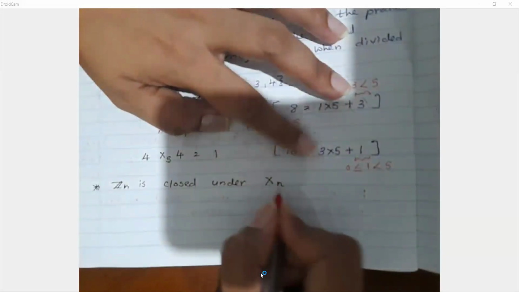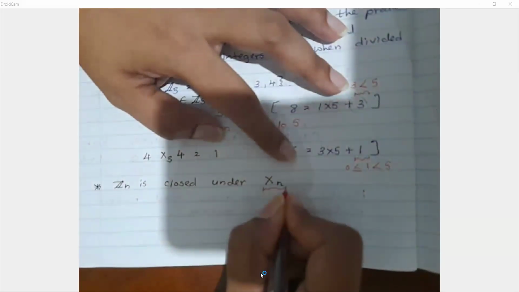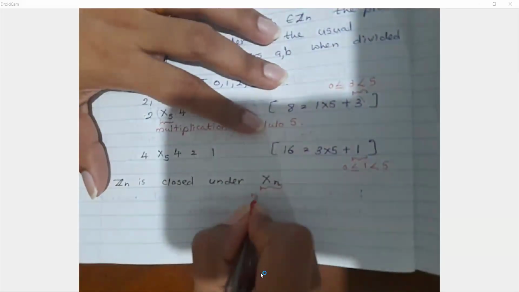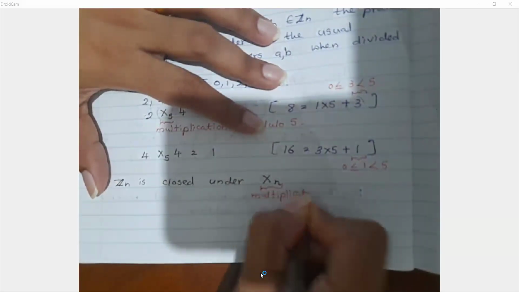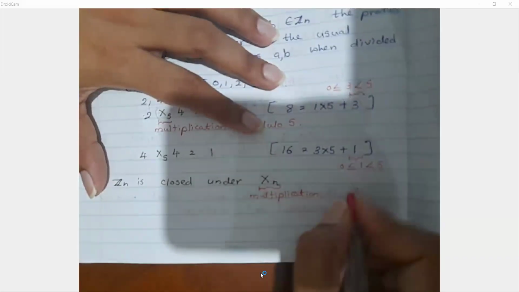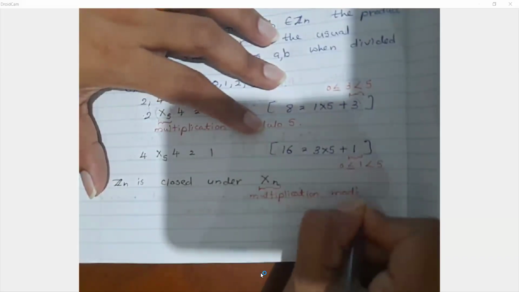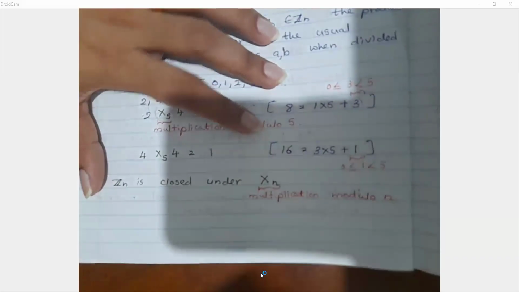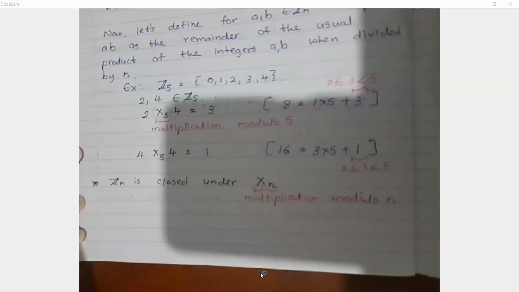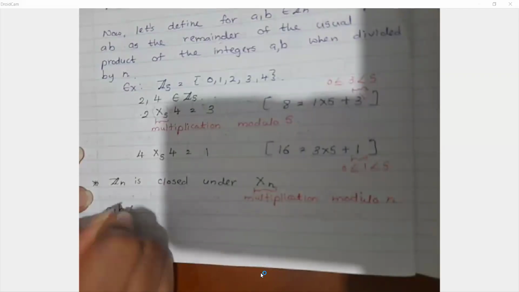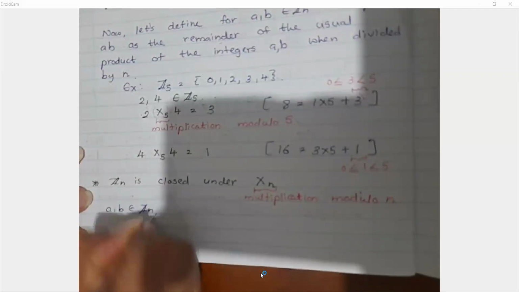This is not x, this is multiplication. It just got a little bigger. It's multiplication. Multiplication modulo n, right? So from the division algorithm, we see that if you take A, B from Zn, right?